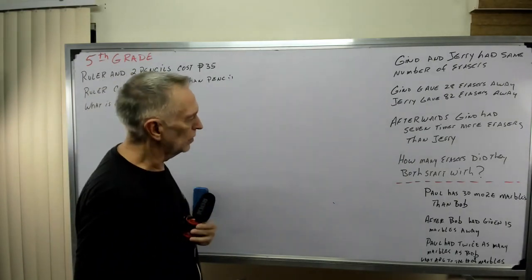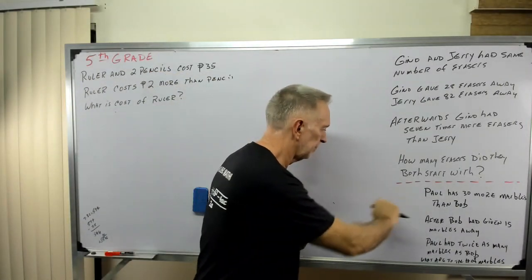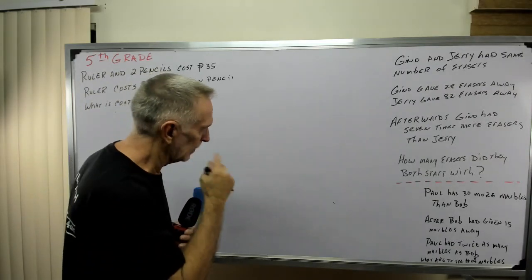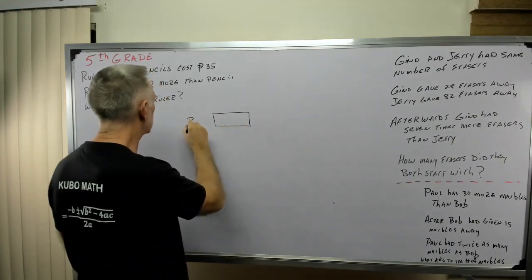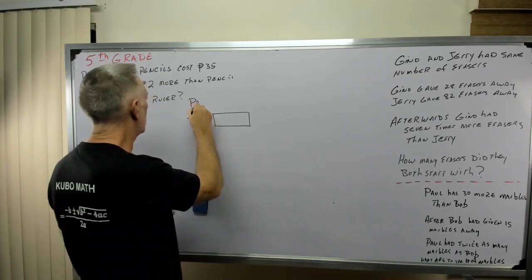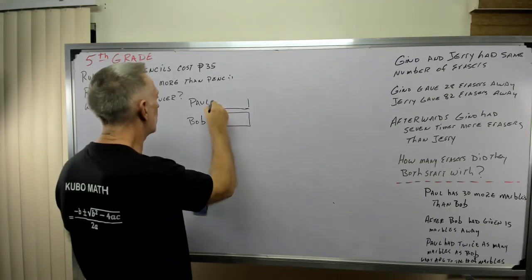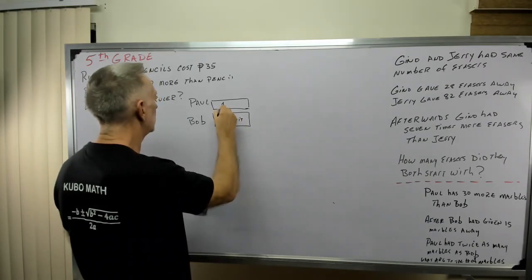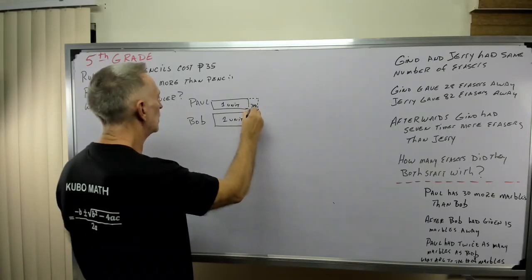All right, last one. Paul has 30 more marbles than Bob. Well, let's start out just thinking about Bob. So this is Bob, and this is Paul. Well, Paul had 30 more marbles. So if this is 1 unit, and this is 1 unit, Paul had 30 more than Bob.